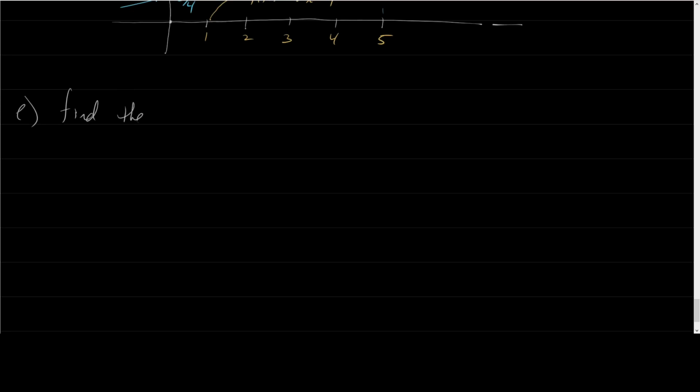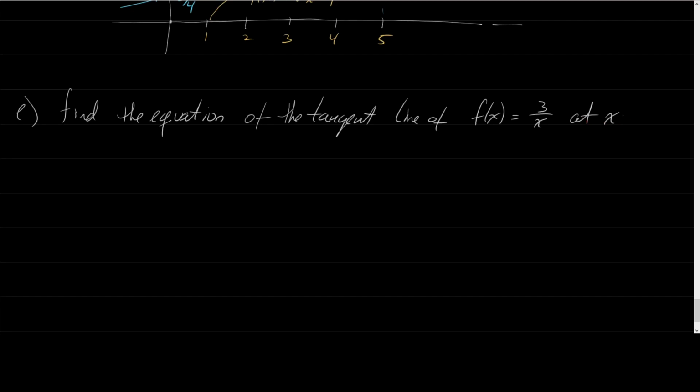Find the equation of the tangent line of f of x is equal to 3/x at x equals 4, right? So find the equation of the tangent line of f of x equals 3/x at x equals 4. This is essentially asking the same exact thing, all right? It's saying find f prime and then find the equation given that point.